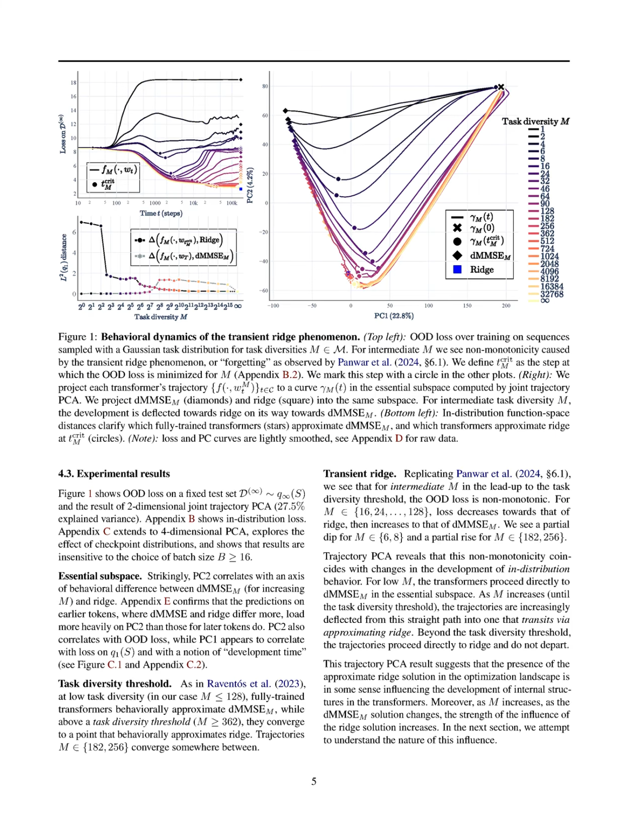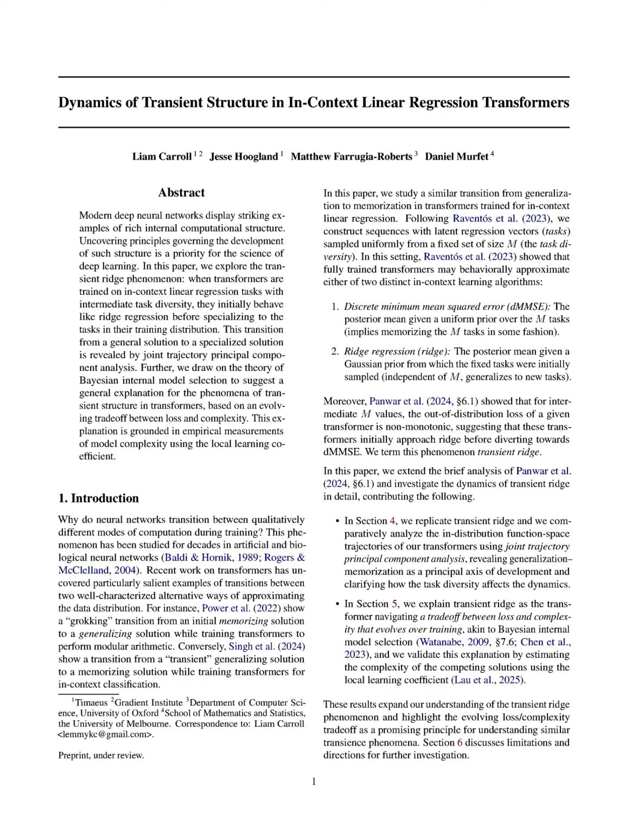The proposed method enhances the understanding of the transient ridge phenomenon by modeling it as a dynamic trade-off between loss and complexity, which is grounded in the principles of Bayesian internal model selection. This approach allows for a qualitative prediction of how transformers navigate this trade-off during training, providing a clearer framework for interpreting the observed transitions between generalization and memorization.